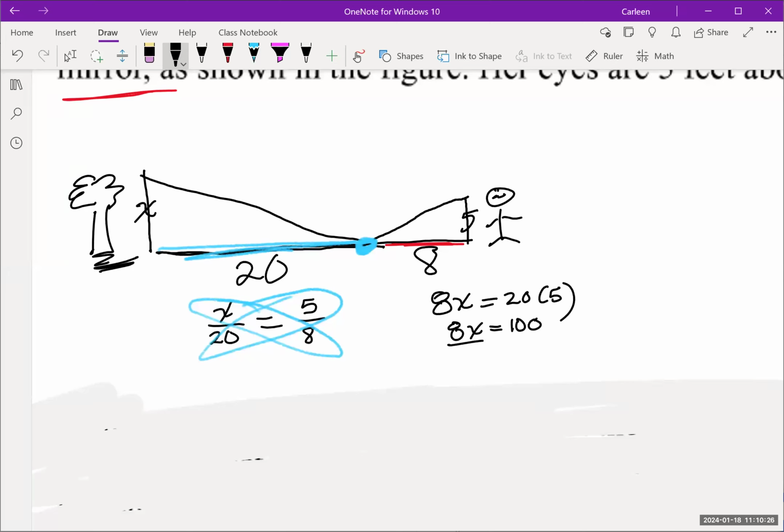Okay, divide by 8. And this time we're actually going to get a decimal. So x is equal to 12.5 feet. The tree is 12.5 feet tall. This would be really cool if you actually tried it. I know it feels embarrassing, but it's really cool.